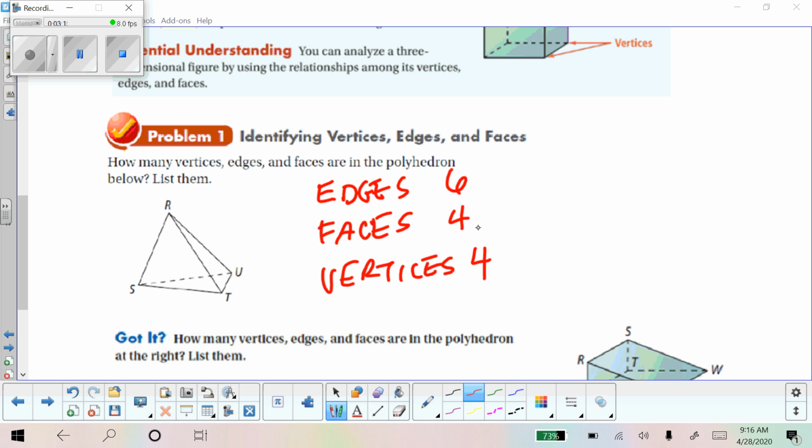Now, just so we get this clear, we're going to consider edges are line segments, like RT is one of the edges, one of the 6 edges, segment RT. The faces are going to be two-dimensional shapes. In this case, they're all triangles. So one example of a face would be triangle STU. And then the vertices are points. So we're just going to use a capital letter to represent those. So the vertices are R, S, T, and U.